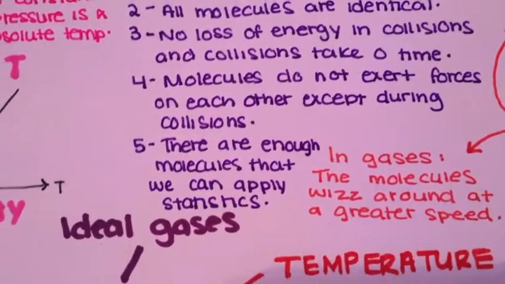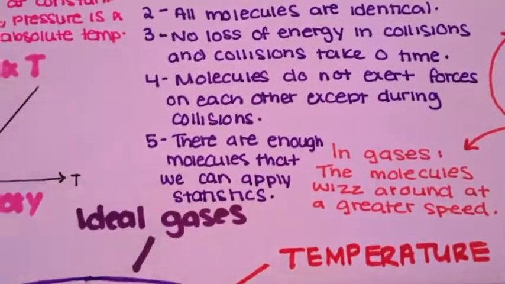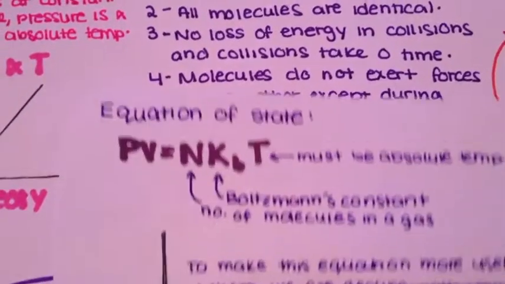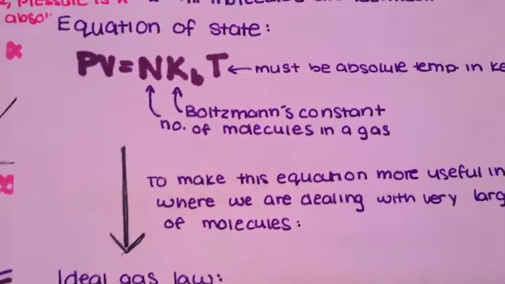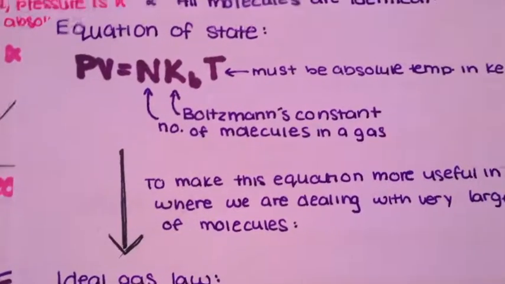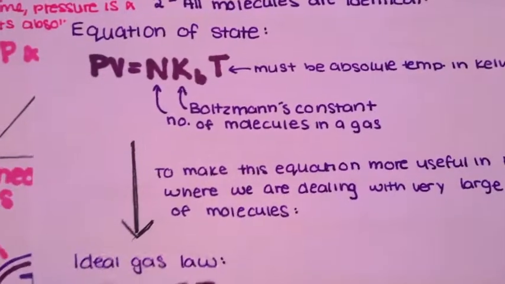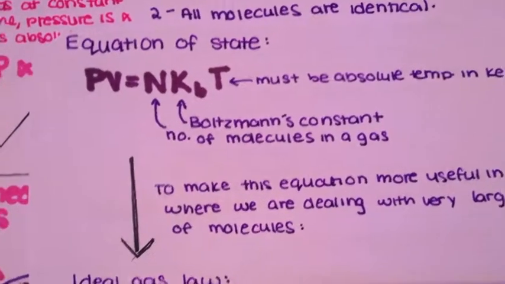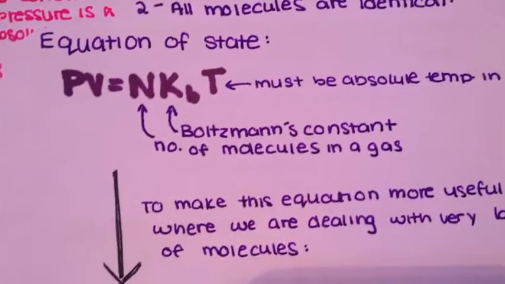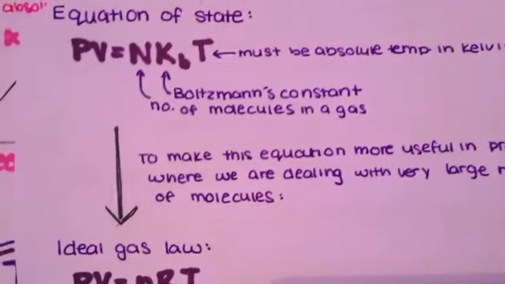And assuming an ideal gas, we can combine the three laws to produce a single equation relating the pressure, volume, temperature and amount of gas. This is shown through the equation of state, which is PV equals N k T. And Boltzmann's constant, which we have looked at before, is 1.38 times 10 to the minus 23. And N is the number of molecules in a gas. And T must be the absolute temperature in Kelvin.